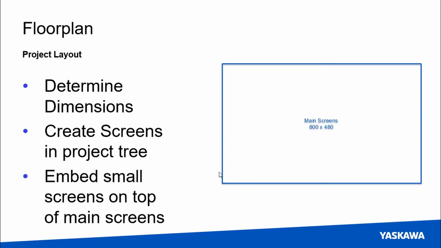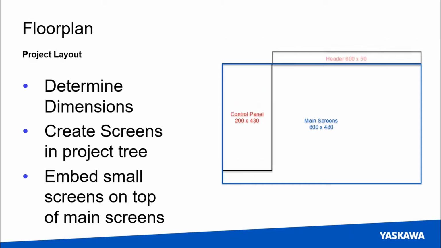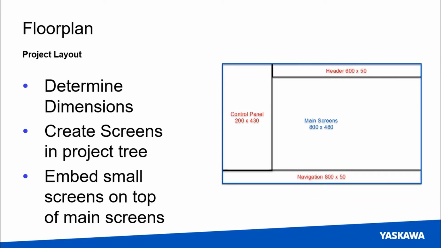So here's how it works. All of the five main screens will have the dimensions to fill the entire HMI. And then you will embed these other screens, like the control panel, the header, and the navigation bar, with these calculated dimensions here. We'll do 50 pixels high, the header will be 600 wide, navigation will be the full 800, and then the remaining here control panel, 200 by 430. These smaller screens are embedded on top of the main screens.